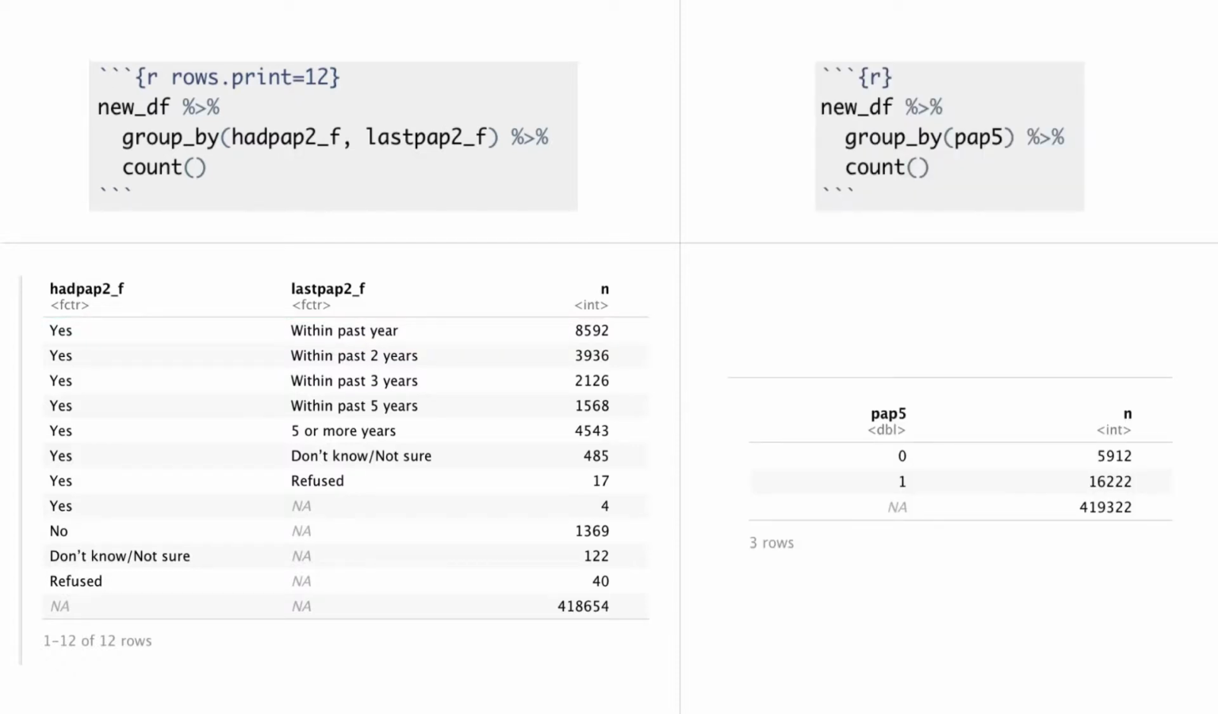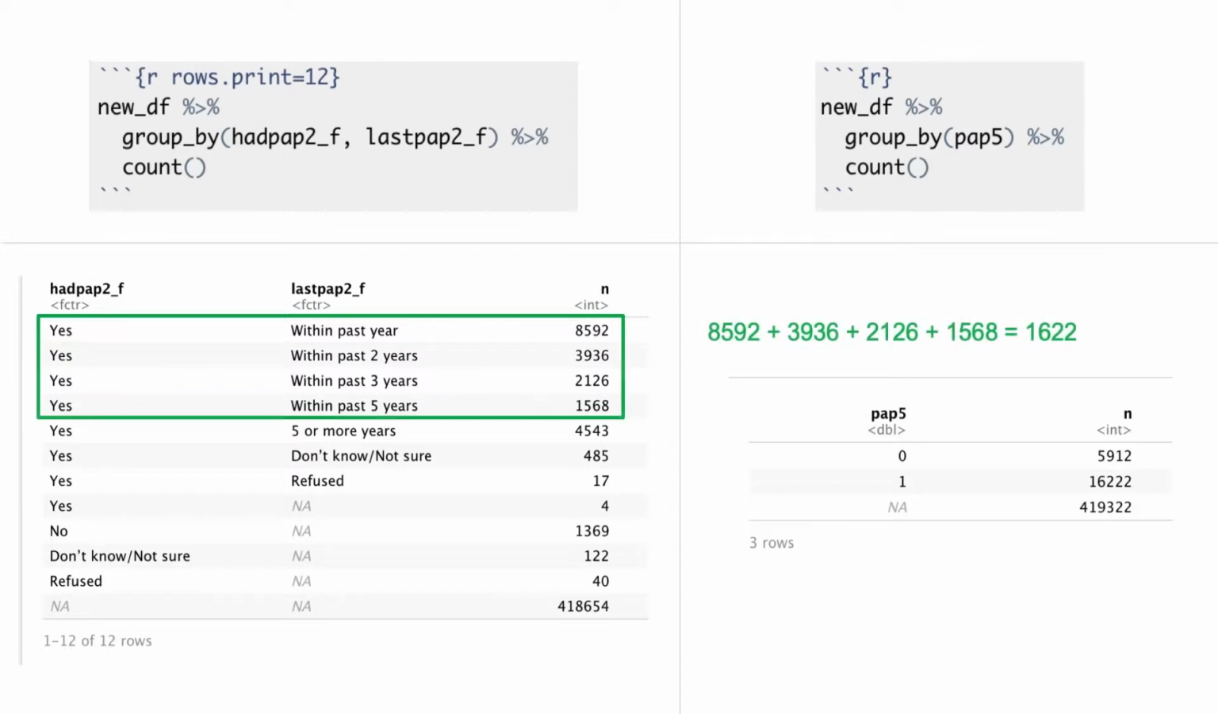Now let's quickly compare these two tables to make sure none of our participants are miscategorized. Let's start at the top. Did the participants in this row have a Pap test in the past 5 years? Yes, they reported that they've ever had a Pap test and that it was in the past year. Similarly, these first four rows tell us that 16,222 participants said that they have ever had a Pap test and also said that they've had one in the past 5 years, which is the same number we got in our new variable.